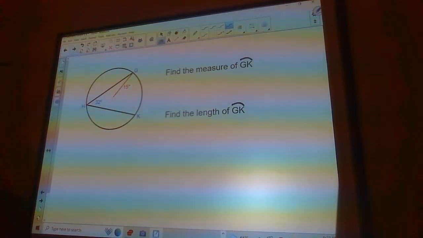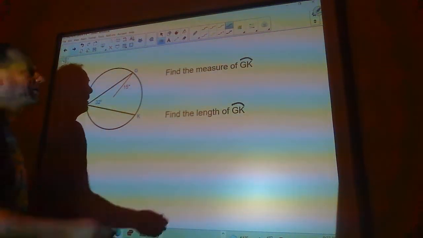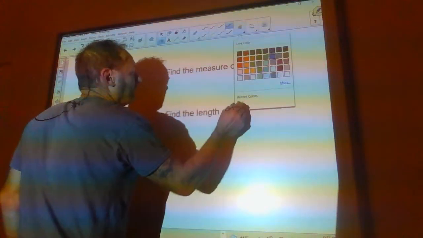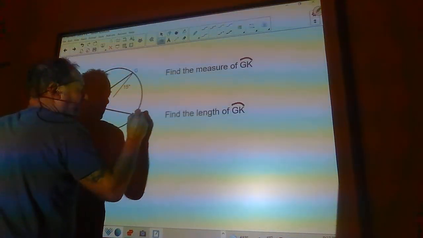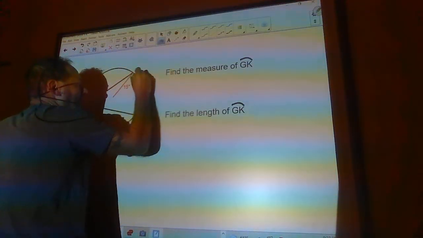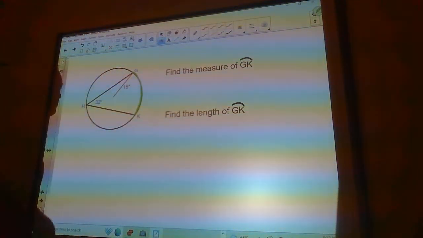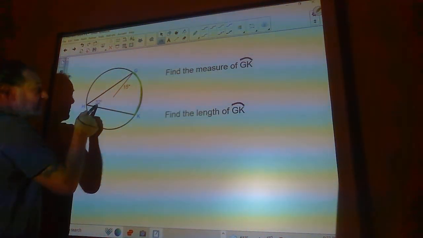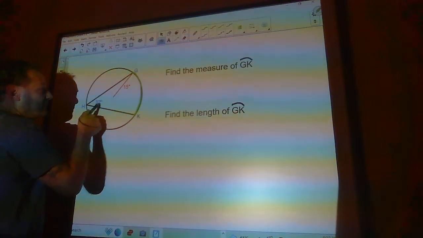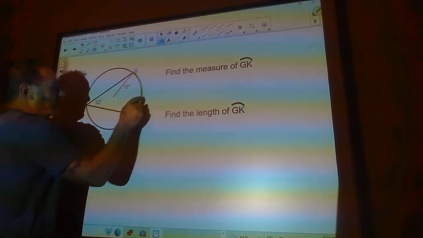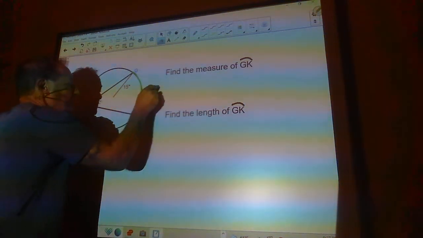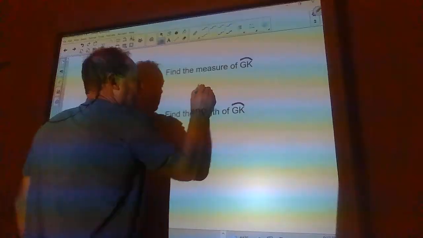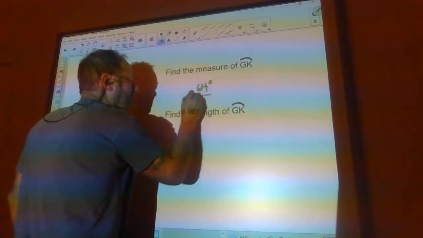All right, so find the measure of arc GK. So I need this arc right here. Find the measure of that. Piece of cake. Now, I don't have a central angle, but I do have an inscribed angle. And remember that the arc is always twice the inscribed angle. So that's going to be 32 times 2, which is 64 degrees. Okay, that was easy.